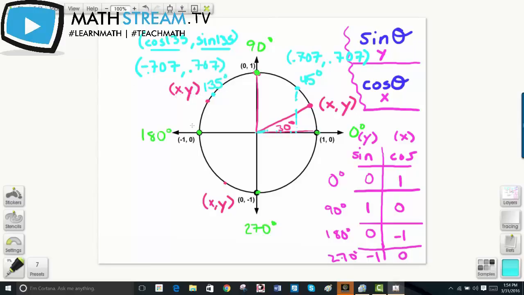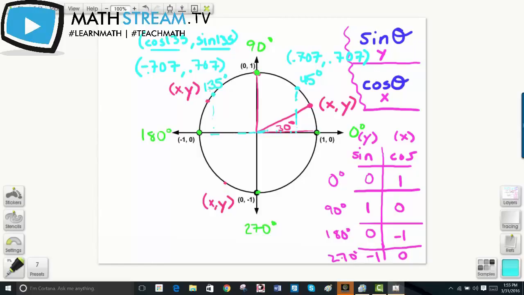135 is halfway between 90 and 180. 45 is halfway between 0 and 90. Does it make sense that the x and y coordinates are kind of symmetric to each other like this? Except you might ask, why is this one negative? Well, isn't it true that over in this quadrant, the x coordinate should be negative, because it's negative 0.707, and the y should be positive 0.707. That should sound just about right.